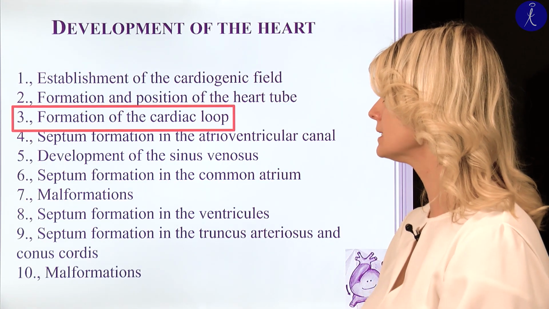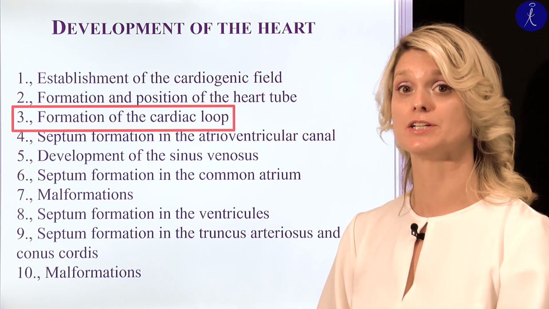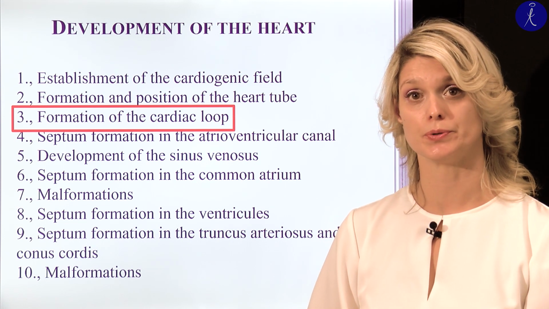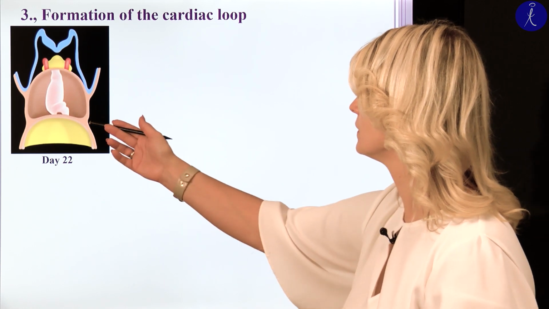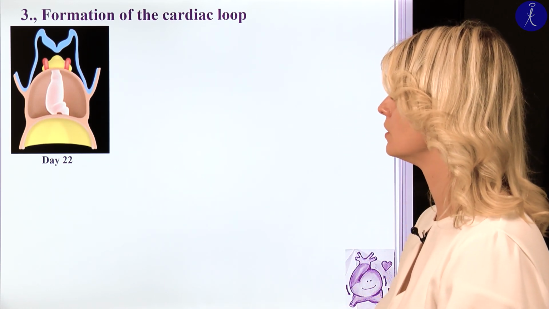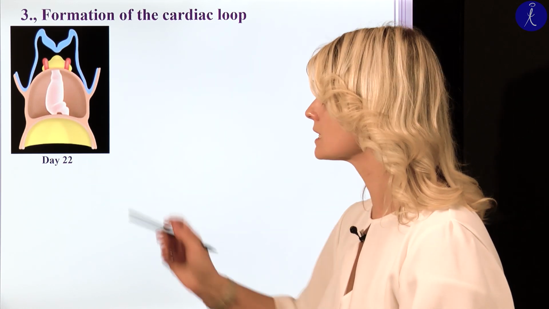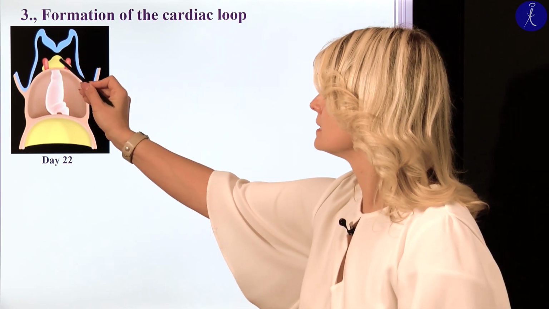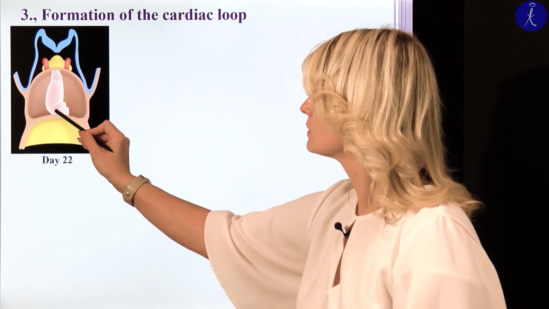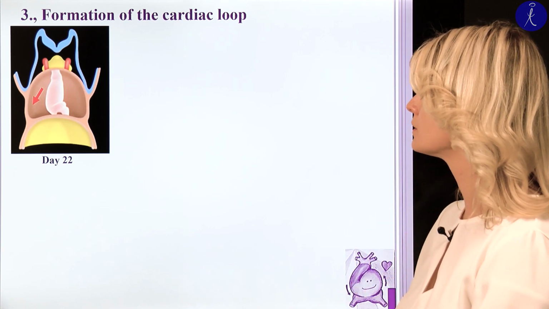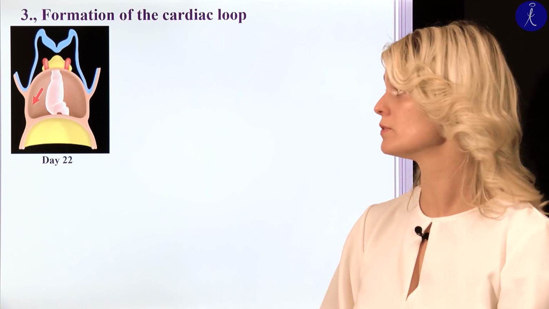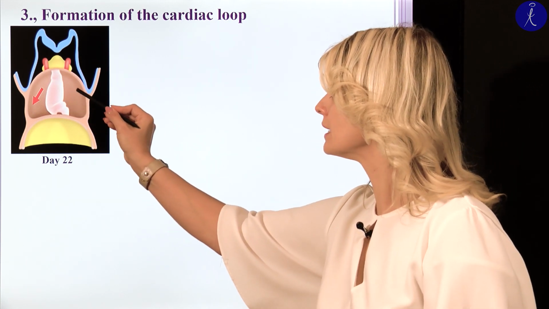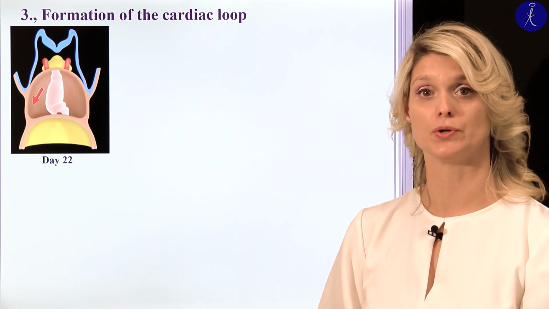Let's continue with the next part. It will be the formation of the cardiac loop. Here you can see we are at day 22. Here you can see the apical pole, the cranial pole, and the caudal pole of the heart tube. During the development, we will see the looping of this cardiac loop.